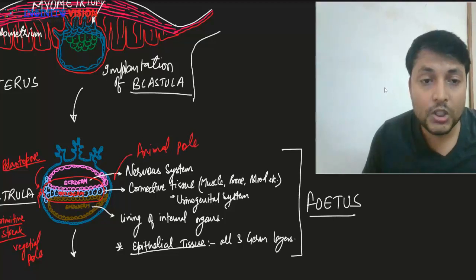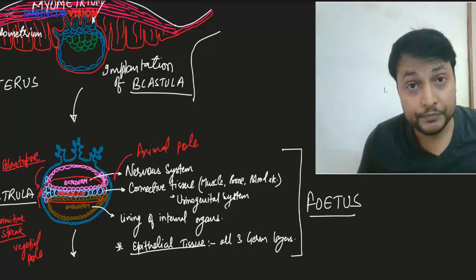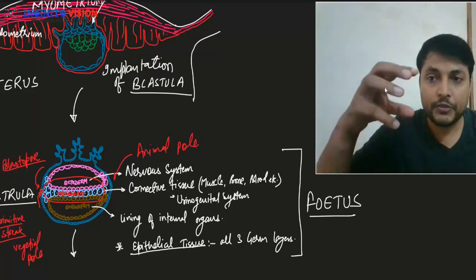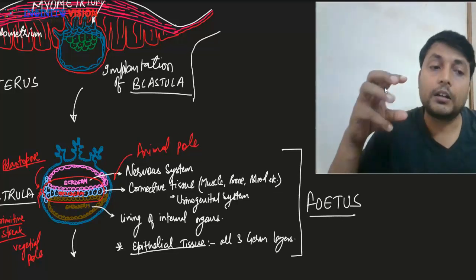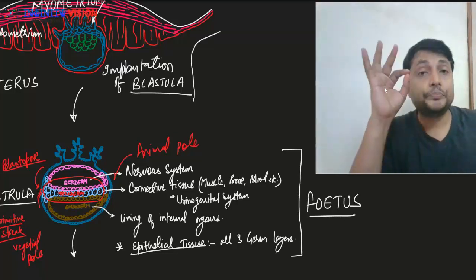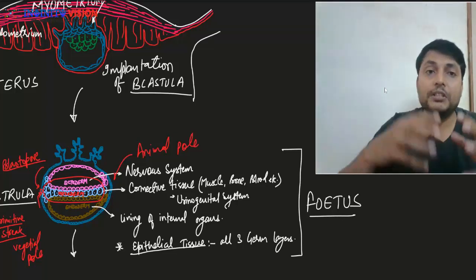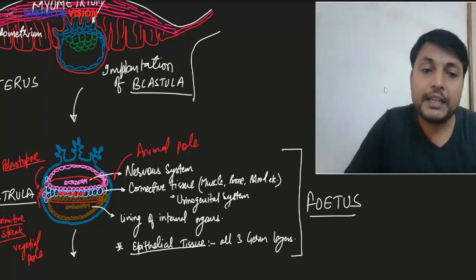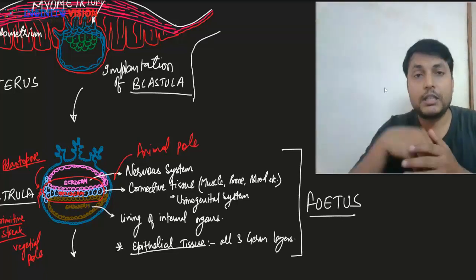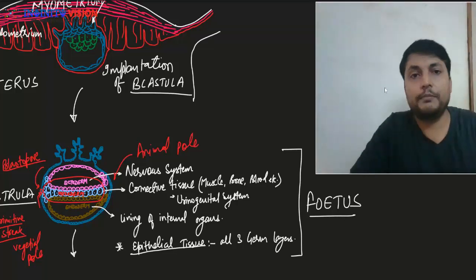Okay, so this is the animal pole, and towards the blastopore is the vegetal pole. The morphogenetic movements during gastrulation occur through the blastopore or through the vegetal pole. Now, if you look at the genesis of the fetus, the embryology, what we find is the head is formed from the animal pole side, whereas the tail or the legs is on the vegetal pole side.